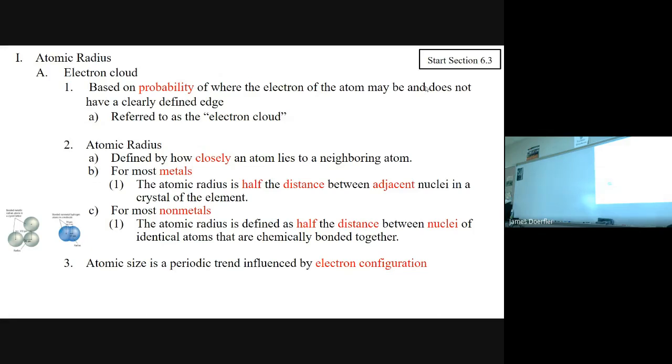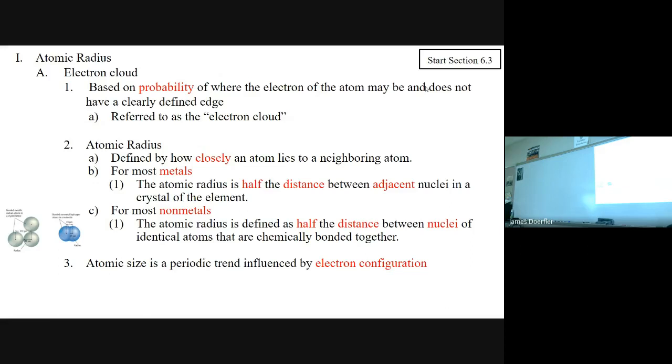But our first trend we're going to investigate today is the atomic radius. Now, if you remember, a chapter or so ago, we talked about the electron cloud. Again, it's that newest model of an atom that is based on the probability of where the electron of the atom may be and does not have a clearly defined edge. So it kind of just looks like a beehive. Beehive being the nucleus, and all the little bees buzzing around are like the electrons. They don't really have a set location, but they're just all around there. And so that's what we refer to as the electron cloud.